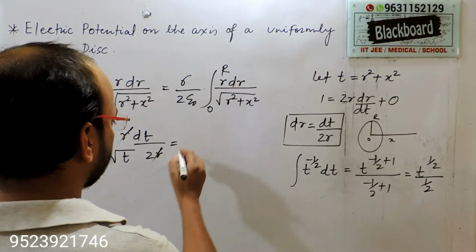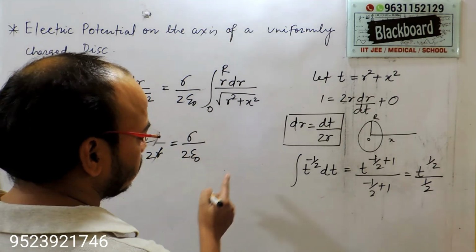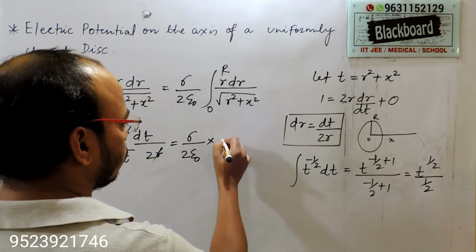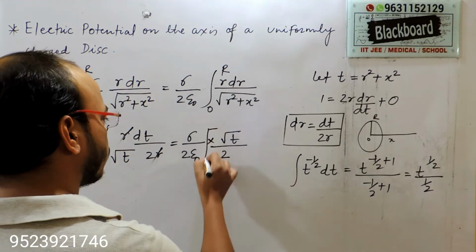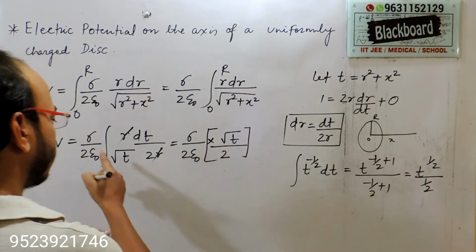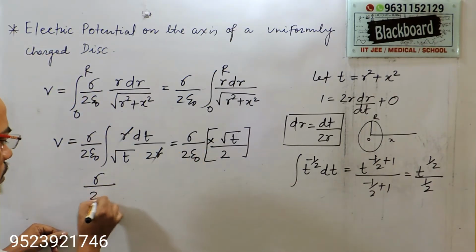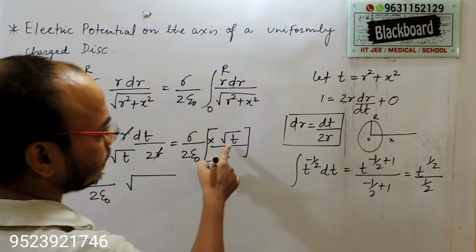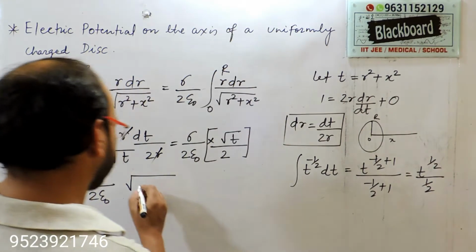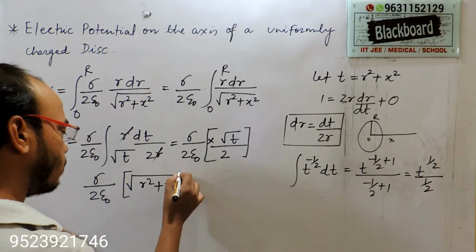That means this term is equal to sigma by 2 epsilon naught, times root under t by 2. Now put the limit. Here t is r square plus x square, and put the limit here.